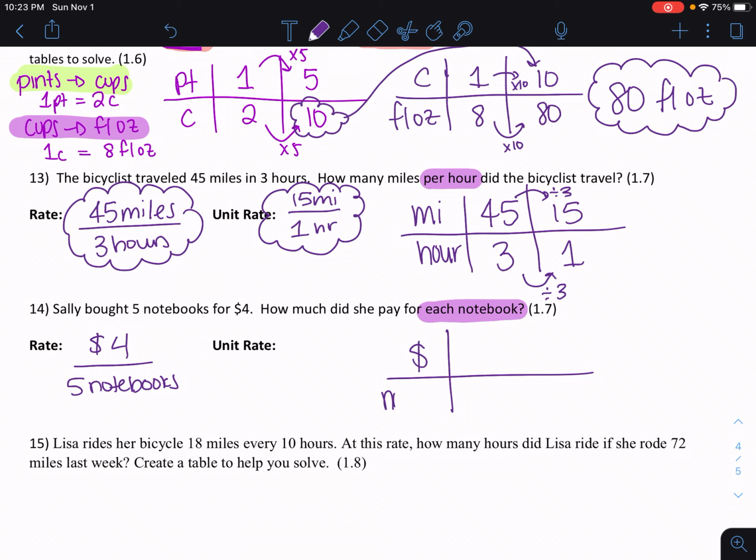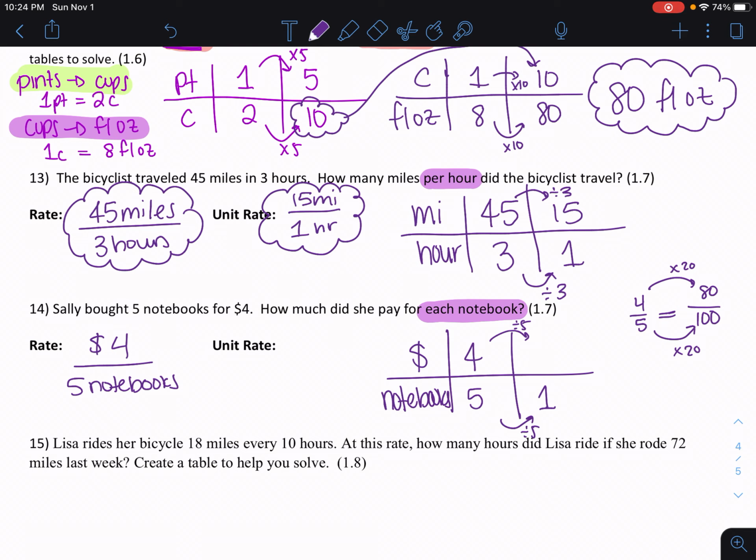So I've got dollars and notebooks. $4 for 5 notebooks, and I want to know how much for 1 notebook. So I'm going to divide by 5 here. Now when you divide by 5, remember for money, if I'm trying to get to 100 pennies, I'm trying to get to $1, I'm going to multiply by 20. And 4 times 20 is 80. So this is actually going to be 80 cents. So 4 divided by 5 is going to be 0.8. Or if you say 80 cents, that would also work.